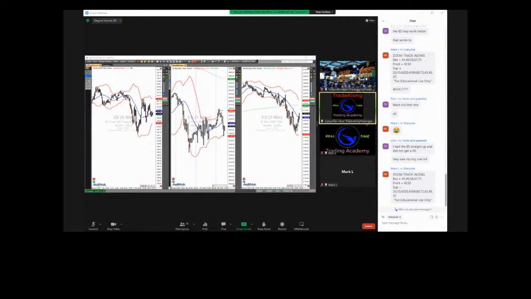All right, a little rotation back up here to the top side. Again, if we get above 17, definitely don't want to be short anymore. If you're going to trade the 15 area, just keep your stops in place.